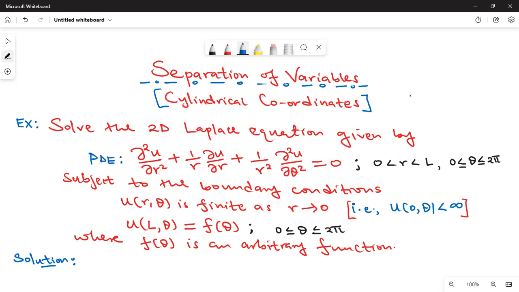and r ranges from 0 to L, theta ranges from 0 to 2 pi. Our boundary condition, that is at r equals 0, our solution should be finite. It should be a number that is different from infinity. It should be finite. And at the other end, when r equals L, our solution should be f of theta, where f is an arbitrary function.